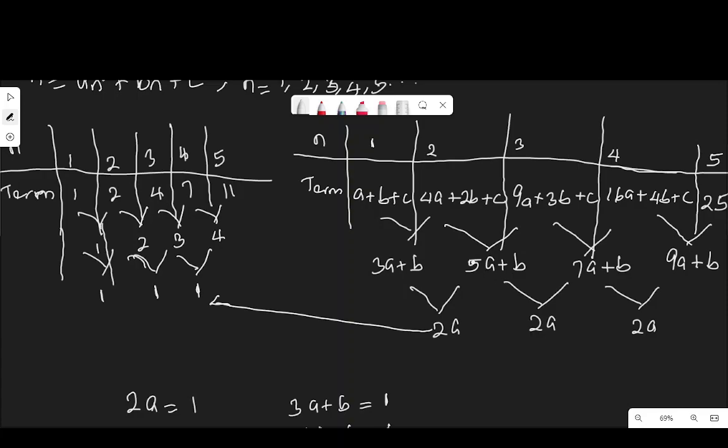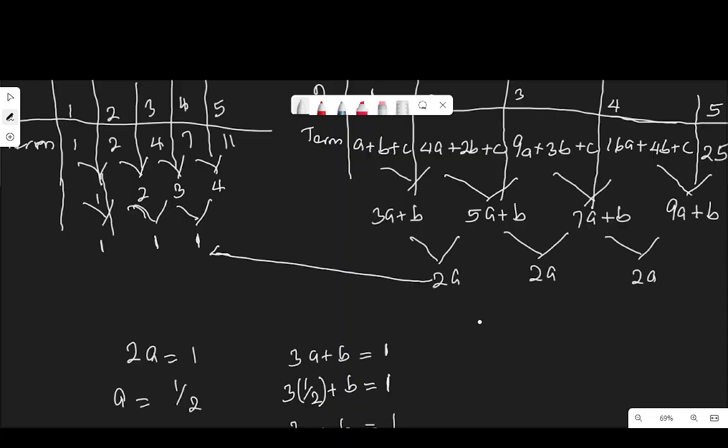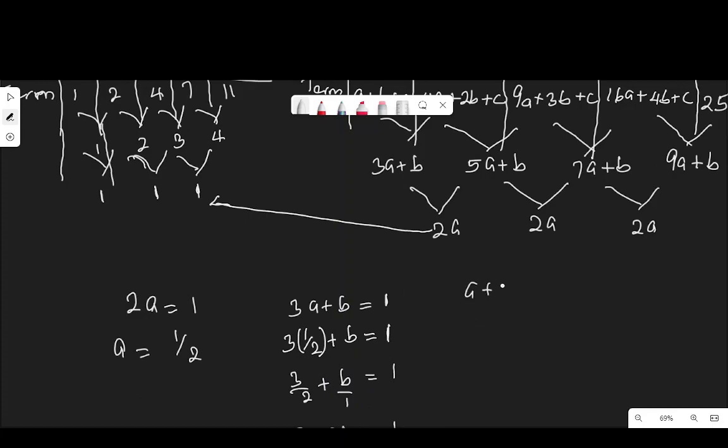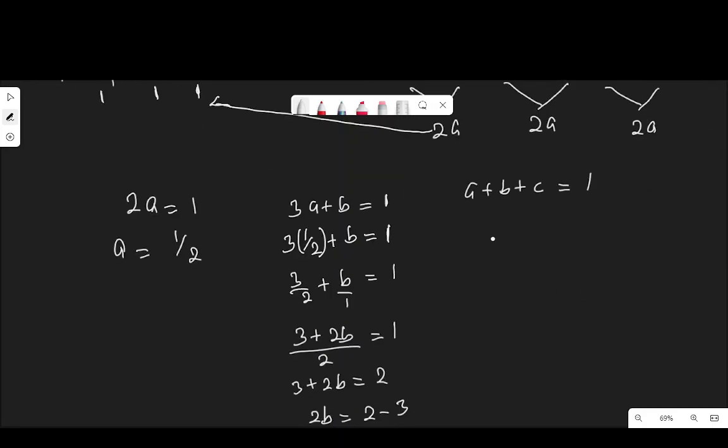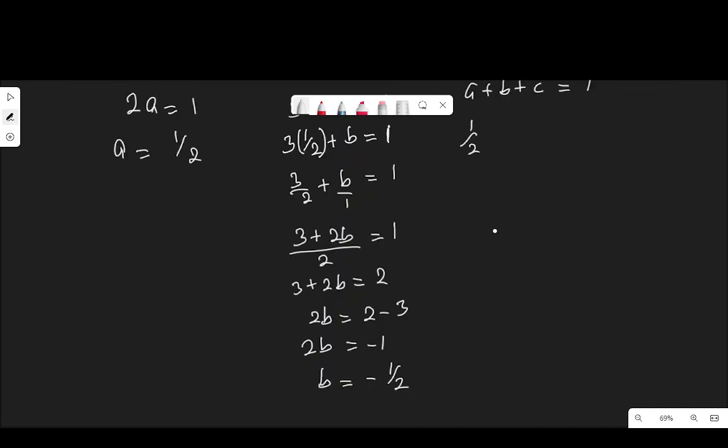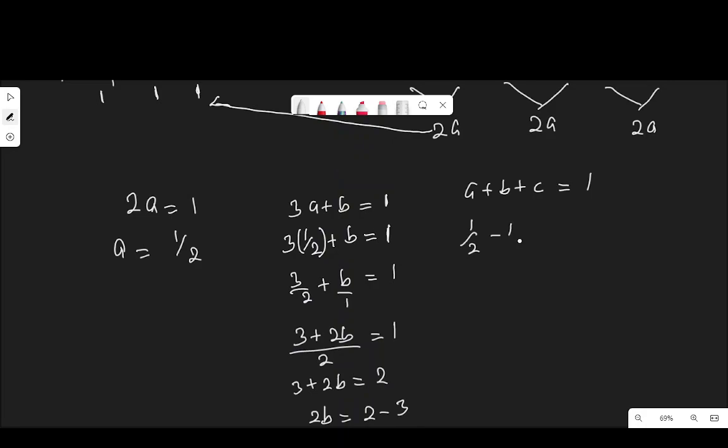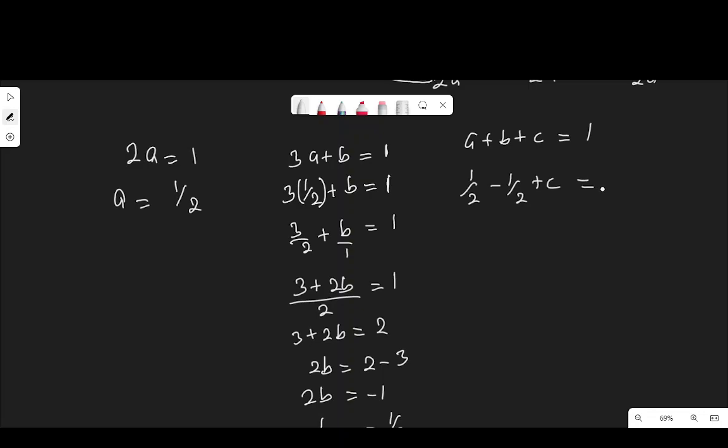So I will pick any one and then equate them. I'm picking the first one, A plus B plus C, which is 1. So A plus B plus C equals 1. Now A is 1 over 2, and B is minus 1 over 2, while C is what we're looking for. 1 over 2 minus 1 over 2 is 0, therefore C is equal to 1.